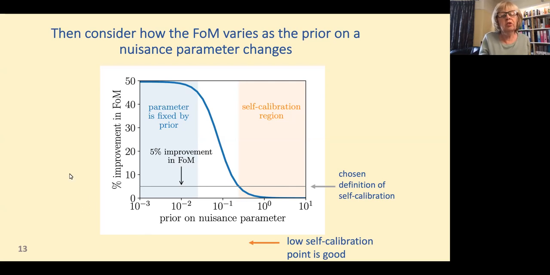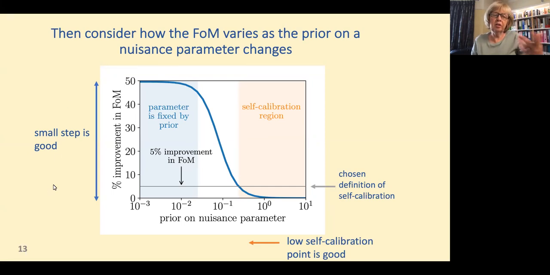And we want the step up between the wide prior and the plateau here, which is the highest the figure of merit can be, to be as small as possible. And if we can do that, then we can self-calibrate. Now, this is a schematic diagram. It's a typical shape, but it doesn't represent any real results.